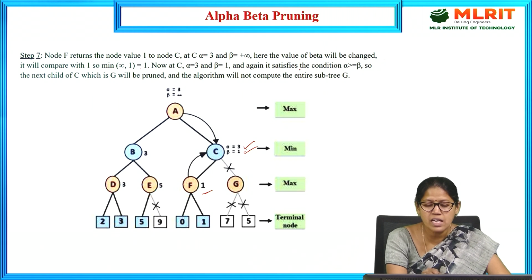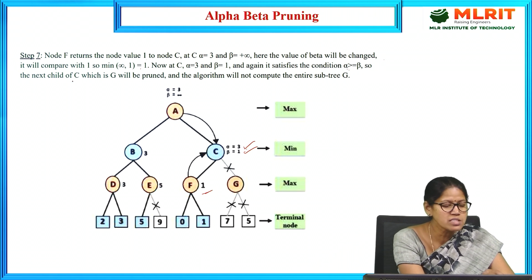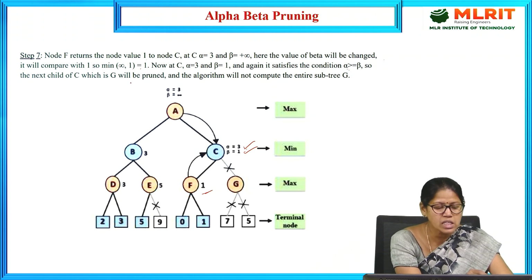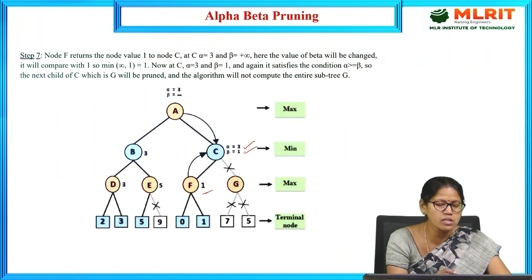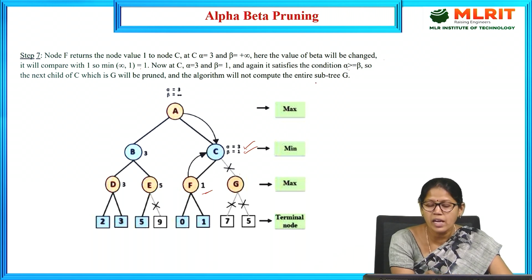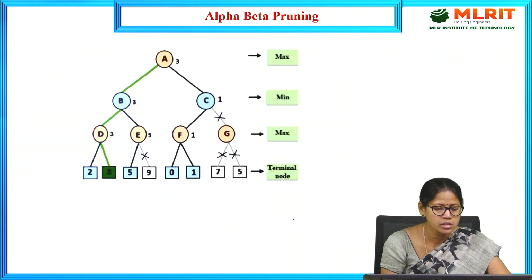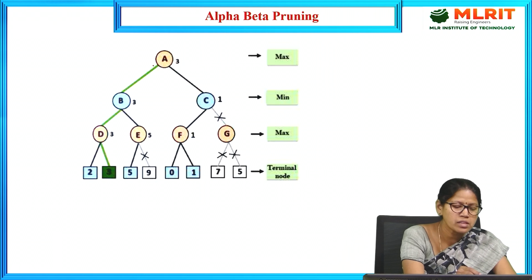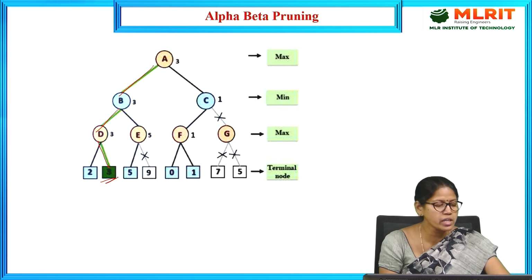And again it satisfies the condition of alpha greater than or equal to beta, or beta less than or equal to alpha. So the next child of C, which is G, will be pruned. It won't go to even one of the successors. Directly it will be pruned, and the algorithm will not compute the entire subtree of G. Okay. This is the optimal path: A to B, B to D, D to 3, which is the terminal node or leaf node.